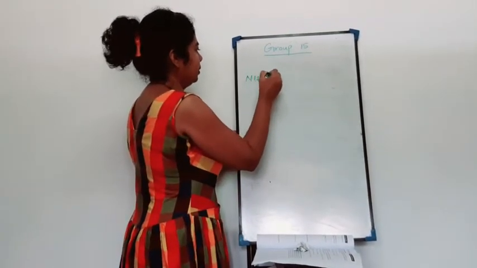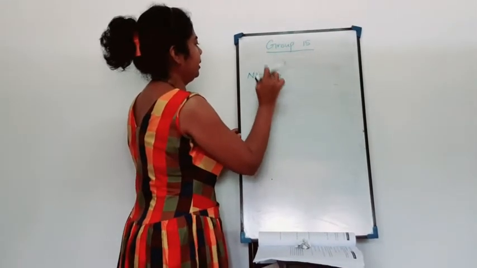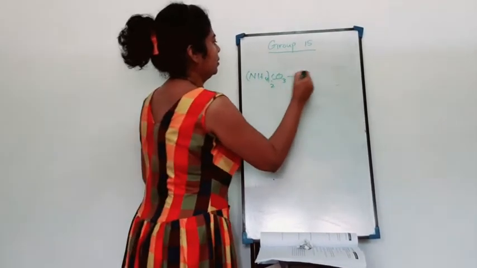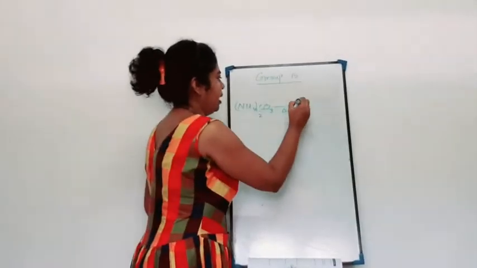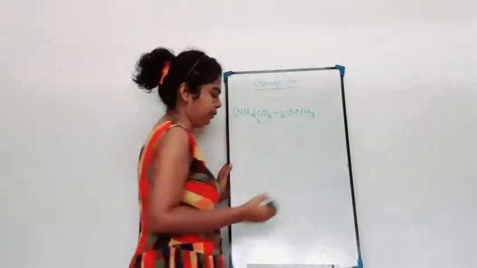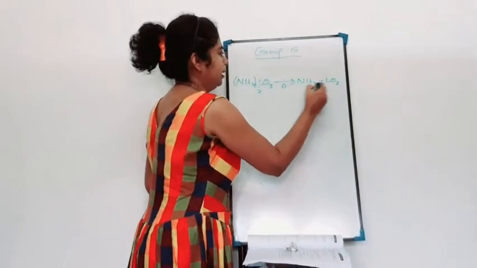Ammonium carbonate. Thermal decomposition. What will be the product? Ammonia gas, carbon dioxide and water.